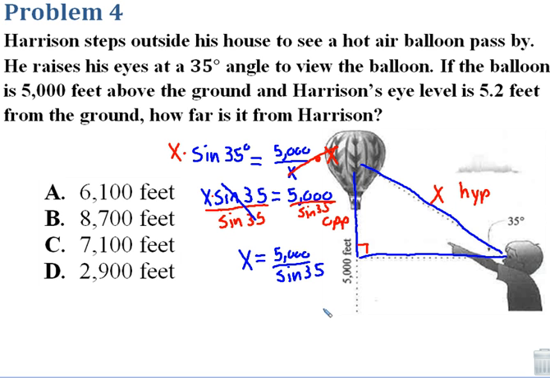Okay, once we get the x by itself, that'll be when we plug things into the calculator. Make sure you're in degree mode for this test. Otherwise, should be pretty straightforward. Plug that in, 5,000 divided by sine 35. We can say x is approximately 8,717 feet. And looks like for this question we're doing some rounding. That's closest to B, the 8,700 feet. Okay, so there's an example of using trigonometry to find a side of a triangle given an angle on another side.